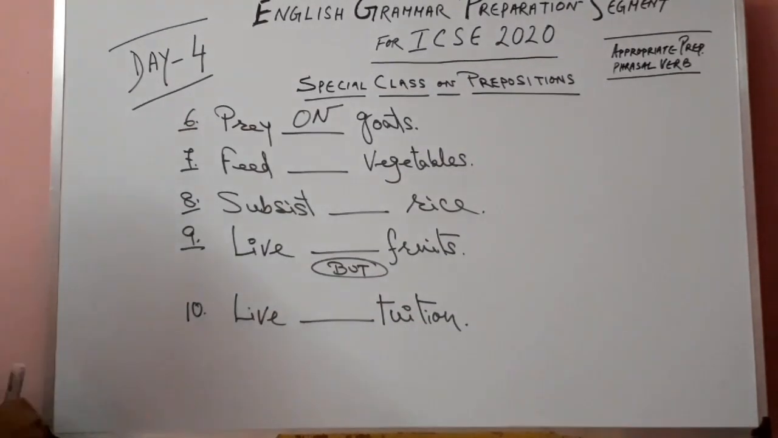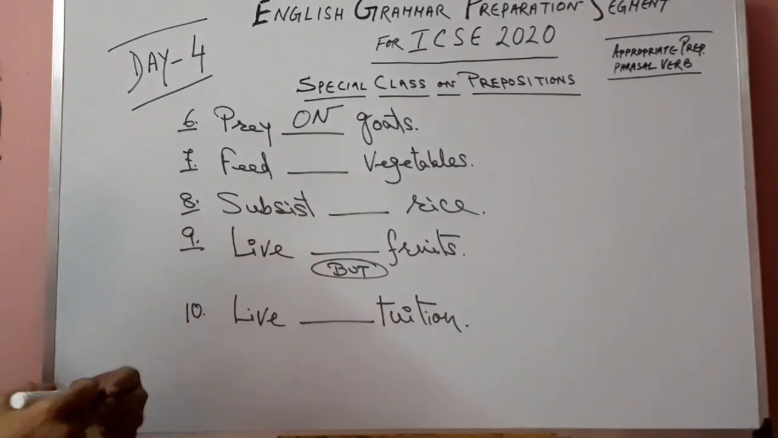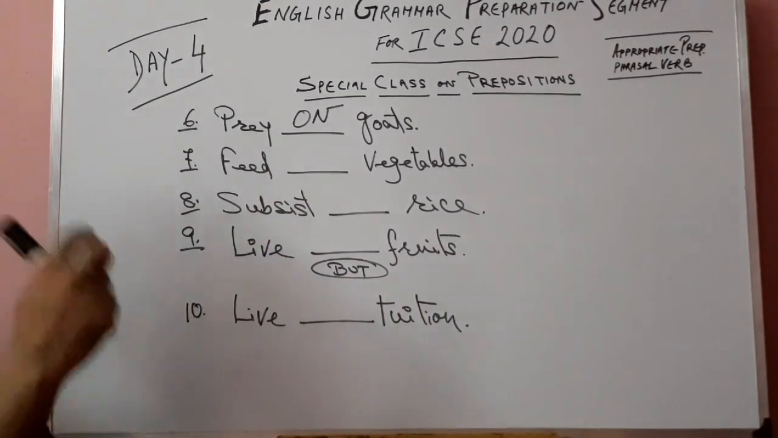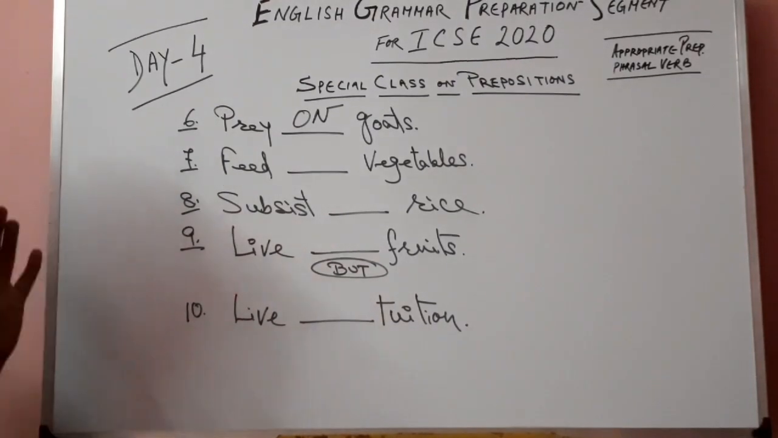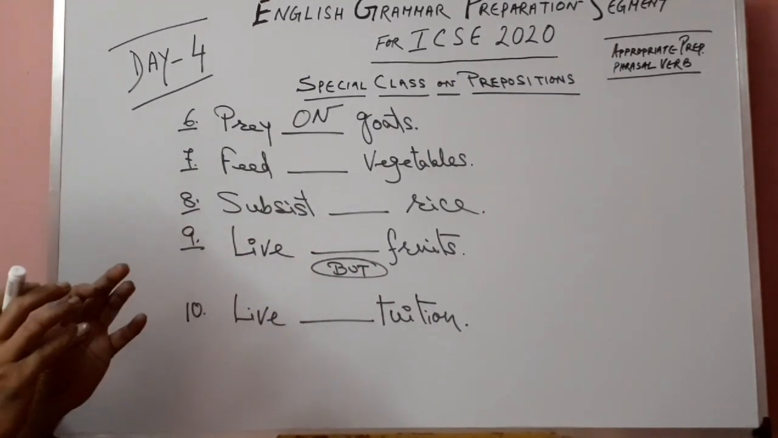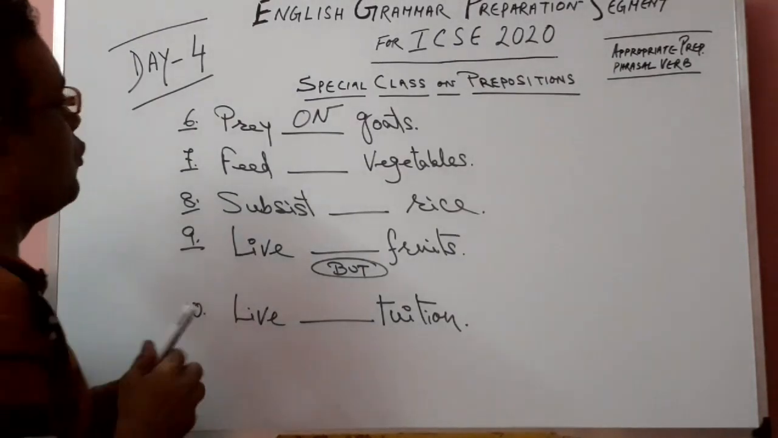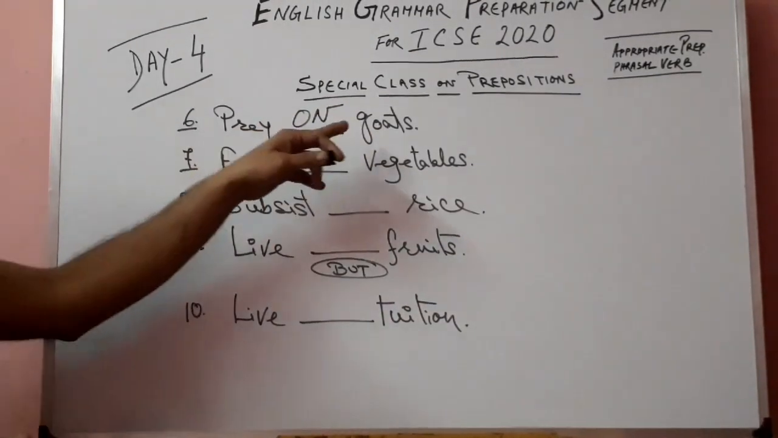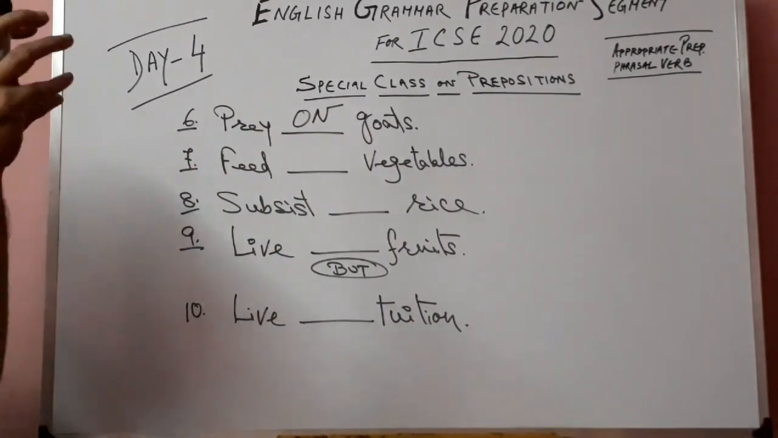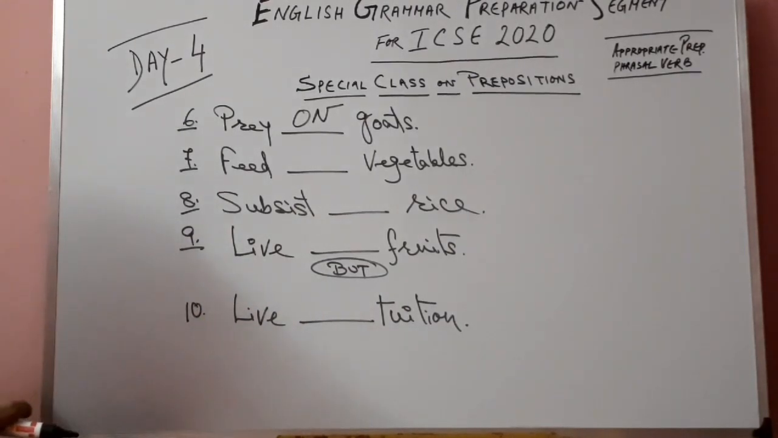Prey on, feed on, subsist on. That is for which we are dependent for getting the food. In that case we are using on. So prey on goats. Prey on goats means that we are dependent on goats for having a meal.